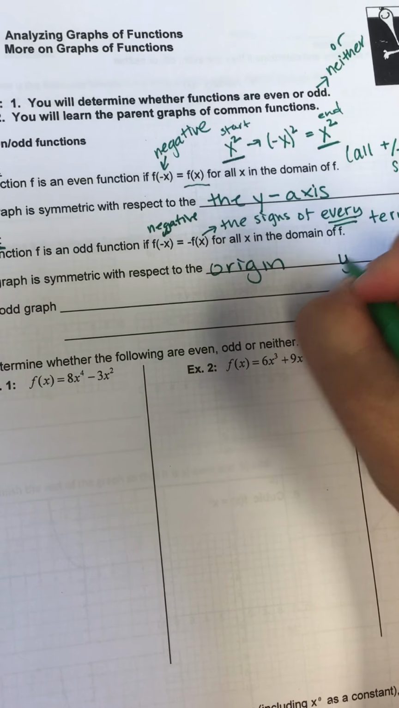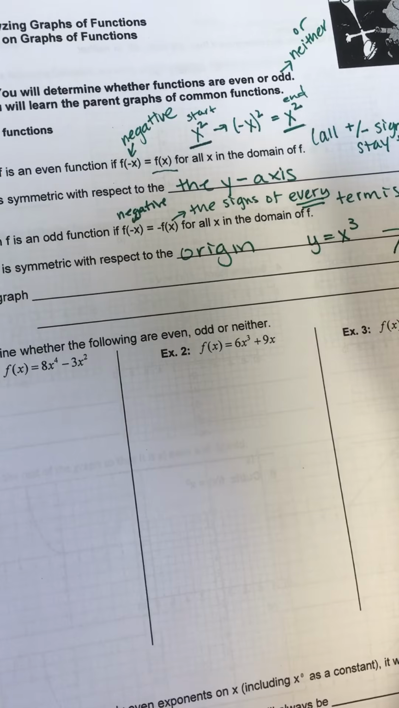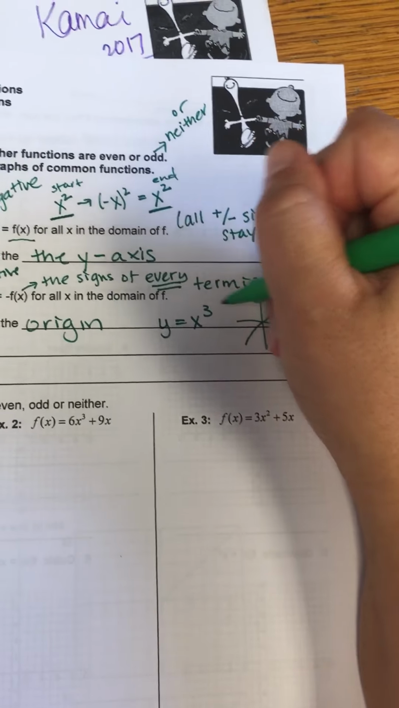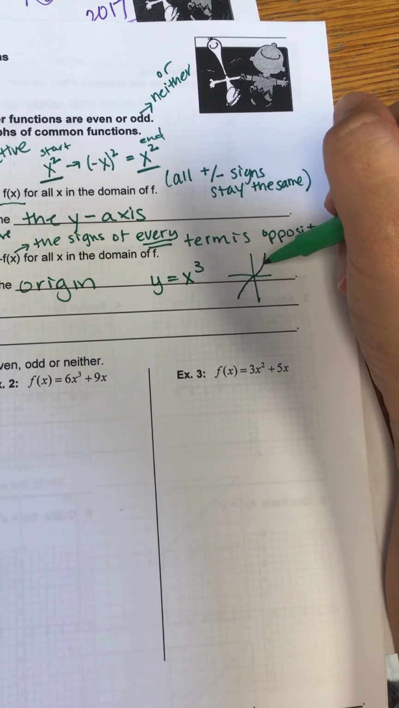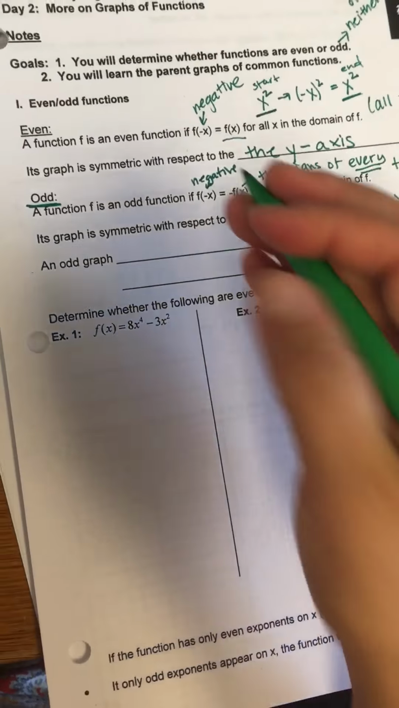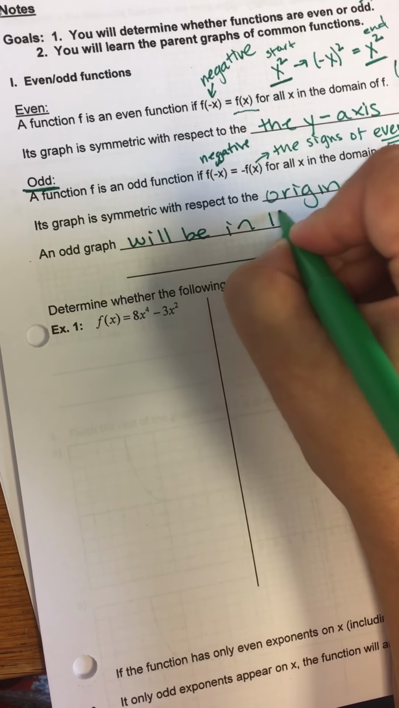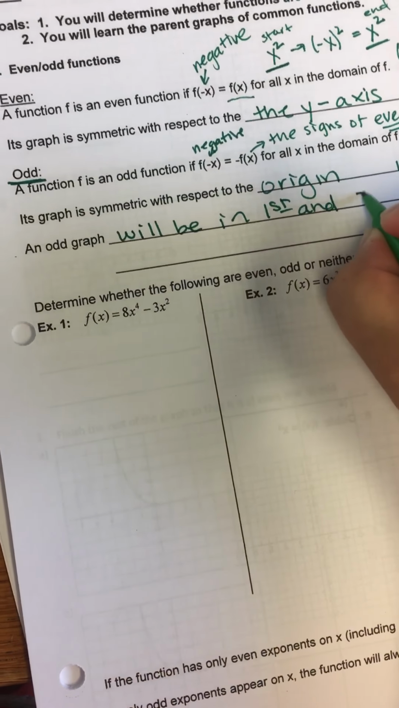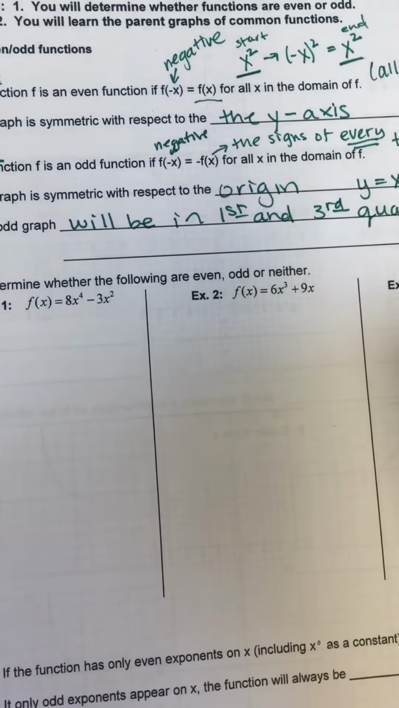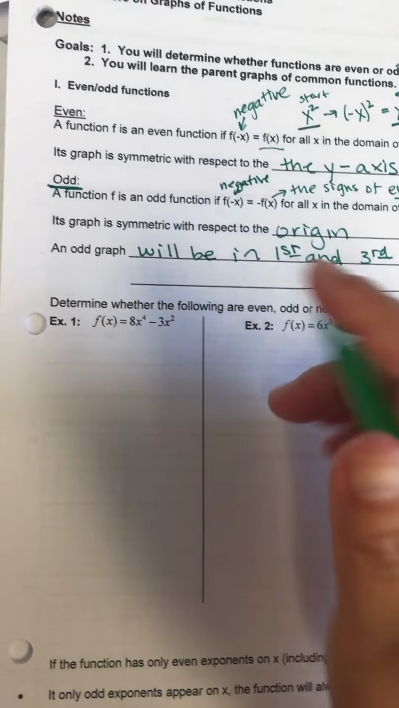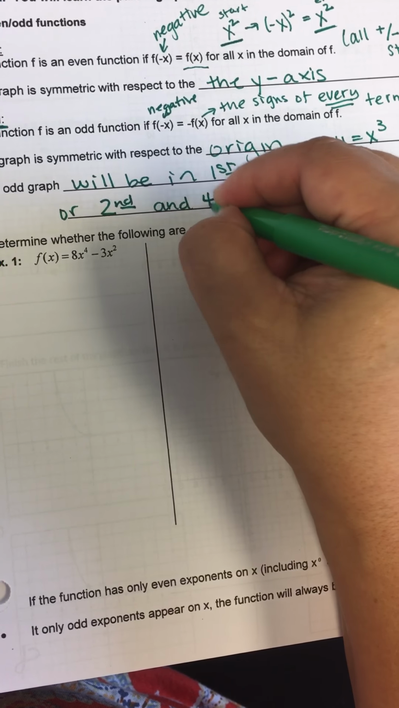Something like, hopefully this makes sense, a cubic function. A cubic function goes like this and goes like this. Now, a cube is an odd number, and it's an odd function, and it is symmetric with respect to the origin, meaning an odd function will be in the first and third quadrants, so it's going to be symmetric in those, or the second and fourth quadrants. So it's going to go diagonally.